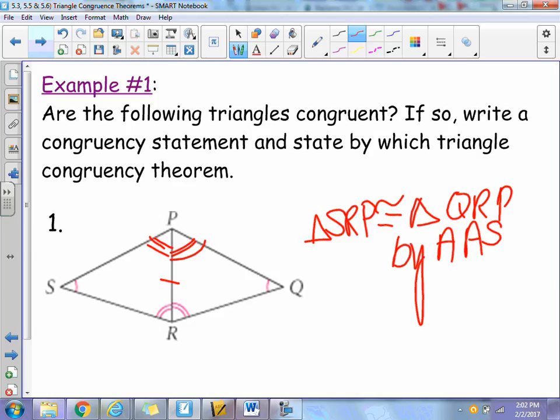Does that make sense? Well, yeah, I knew they were congruent, but the theorems, I don't know which theorem to use. Okay, you look at the markings. All the curves are angles, all the tick marks are sides. So you just look to see. I'm seeing an A, an A, and an S. And then I look over here, does it match? I see an A, an A, and an S. That's how I know it's angle, angle, side.